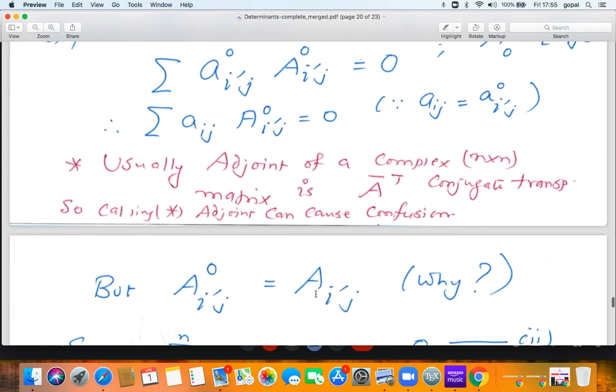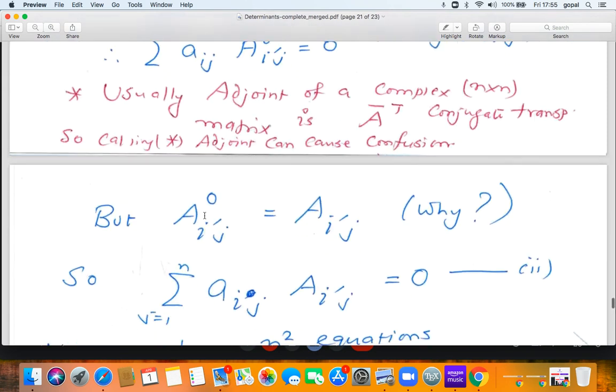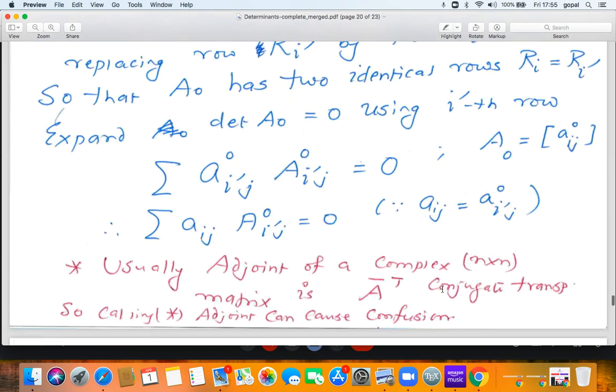So now let us substitute this in the last equation. What does the last equation read now? Summation j from 1 to n, Aij times A i prime j equals 0. That is equation number 2. So you got this equation number 1 and equation number 2.